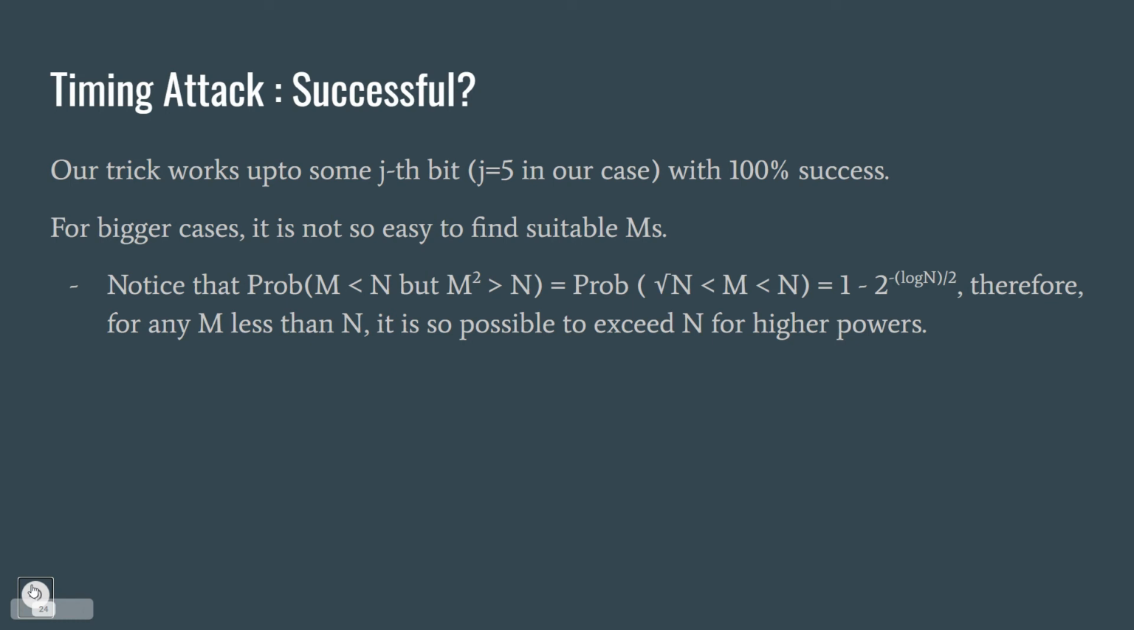So, can we say our attack is successful? Our trick works up to some bit j. In our case, it's j equals 5 with 100% success. For bigger cases, it's not so easy to find suitable m's. Notice that the probability that m is less than n, but m squared is greater than n, is actually 1 minus 2 to the negative (log m)/2. Therefore, for any m less than n, it's possible to exceed n for higher powers.